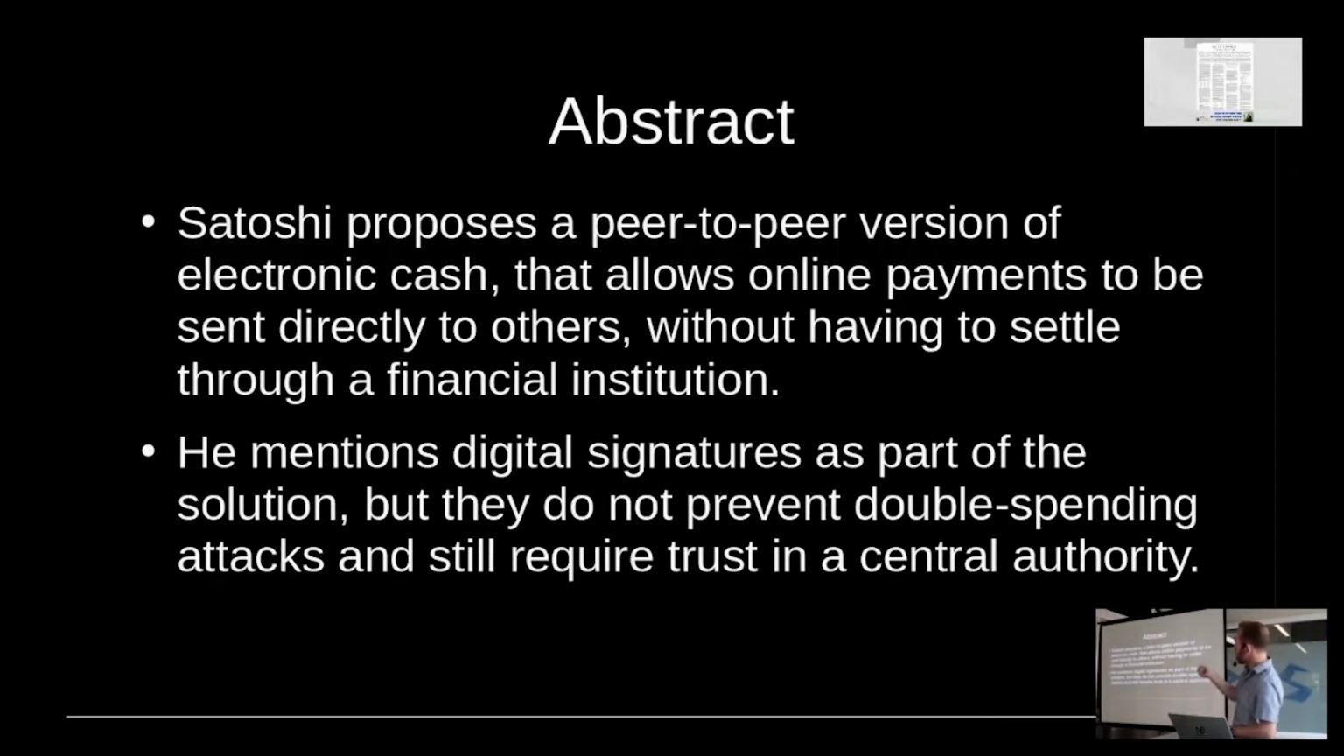So no central party. He mentions digital signatures as a part of this solution, but they do not prevent double spending. Digital signatures being the way that you can have some sort of secret that you keep that can become your identity, and you can use that secret to sign things on your behalf. And you can cryptographically prove that you signed it, and so it's sort of a way to attest to things like giving money away.